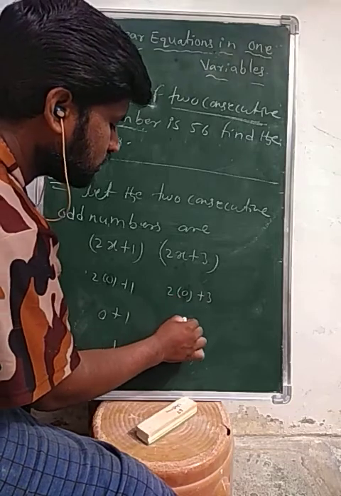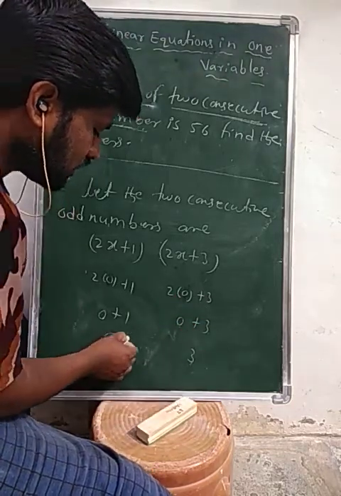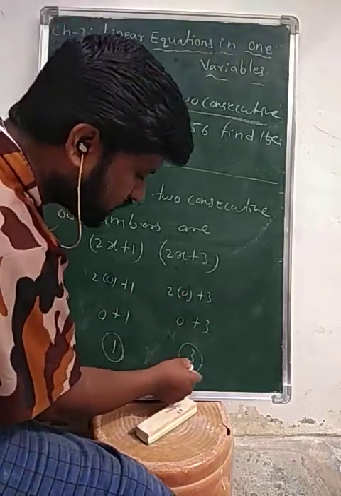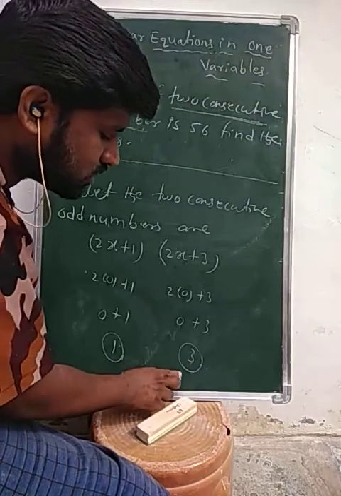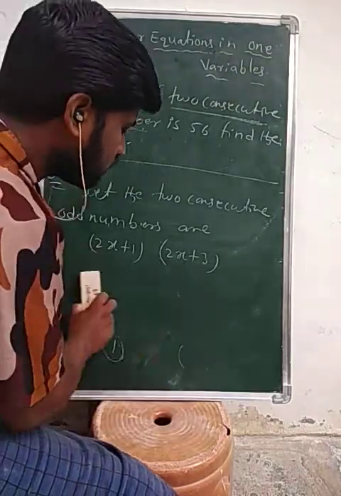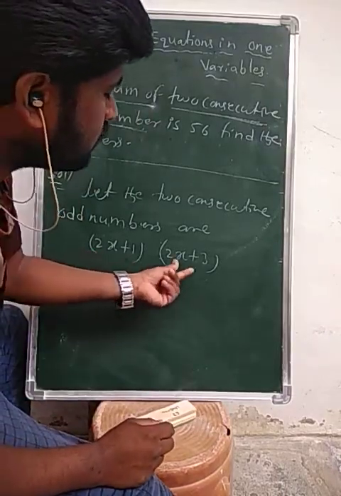2 zeros are 0 plus 3, that is 3 only. 1 is an odd number, 3 is also an odd number. So what is the next odd number after 1? That is 3. These 2 are consecutive odd numbers. So clearly the two consecutive odd numbers are in the form 2x plus 1, 2x plus 3.